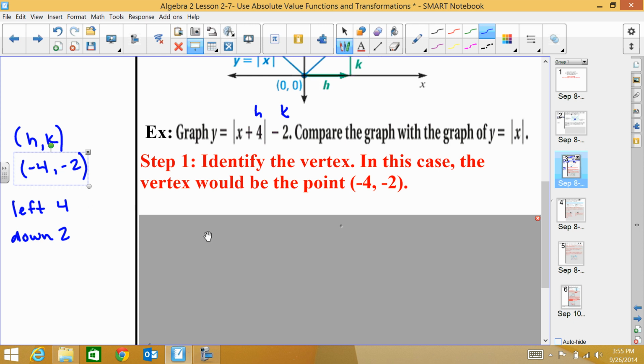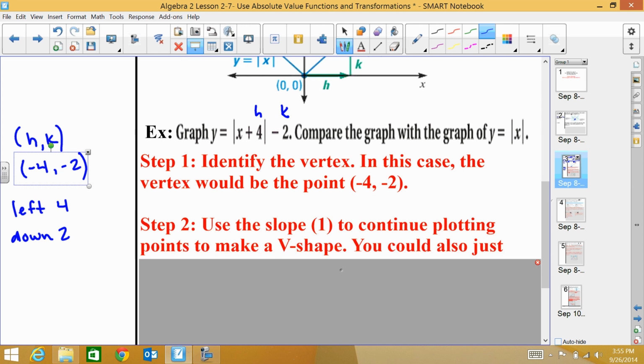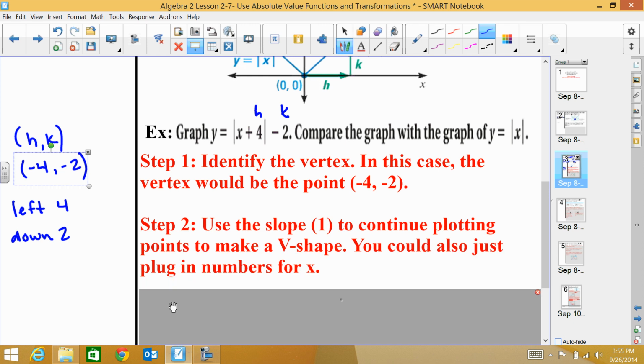So first we did our vertex. The vertex was the point negative 4, negative 2. We got that from our h and our k. Now, the slope of 1 you get from whatever number's in front. Because there's not a number in front, this is a 1. So this number in front represents your slope. So what we're going to do is start at the point negative 4, negative 2, because that's our vertex, and then our slope is a 1.